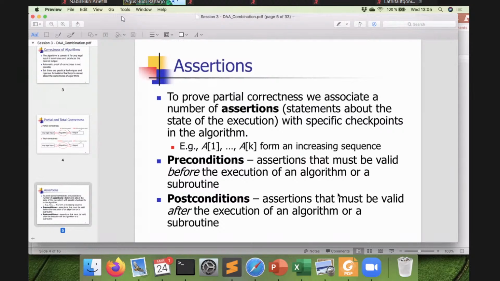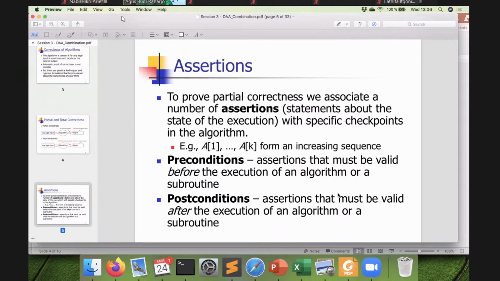Furthermore, there is a term about assertion. I think in object-oriented programming, maybe several lecturers have already explained about assertion. In this case also, there is a term of assertion. What is assertion? To prove partial correctness, we associate a number of assertion statements, statements about the state of the execution, with specific checkpoints in the algorithm. So assertion here is more like a checkpoint. We have to check whether it gives the correct output or not.